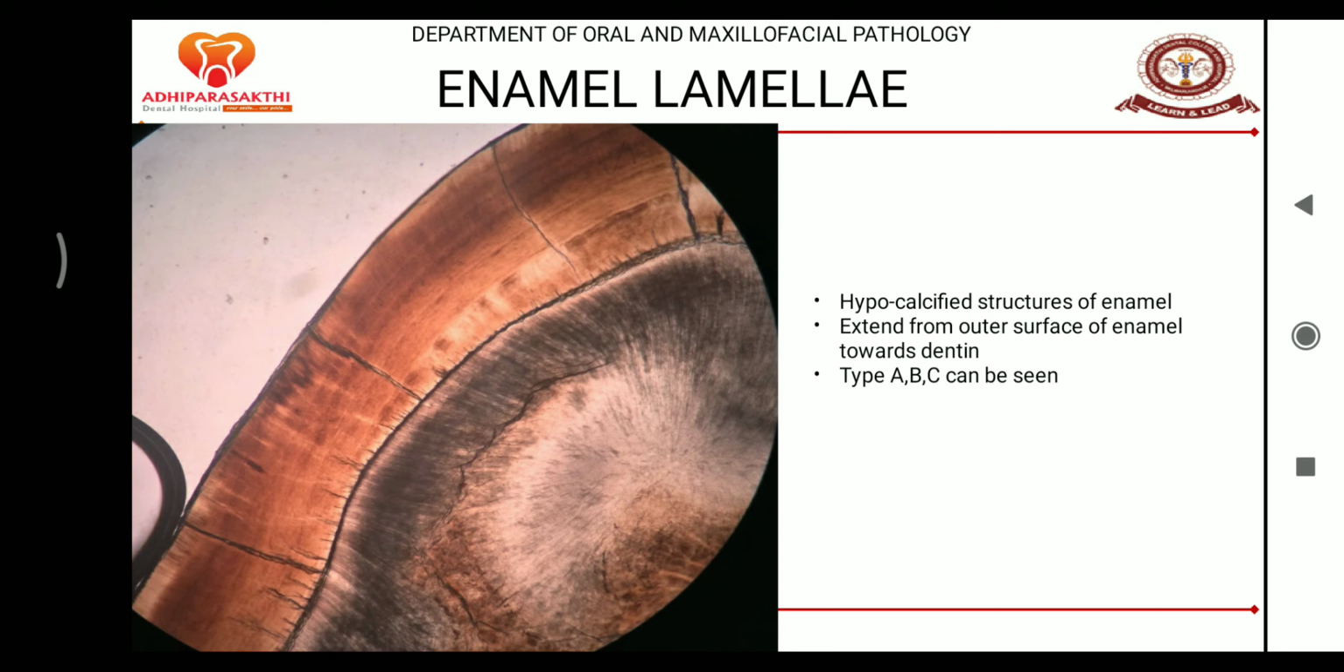The identification points will be the hypocalcified structures of enamel that extend from the outer surface of enamel towards the dentine. You can see the extension of enamel lamellae.